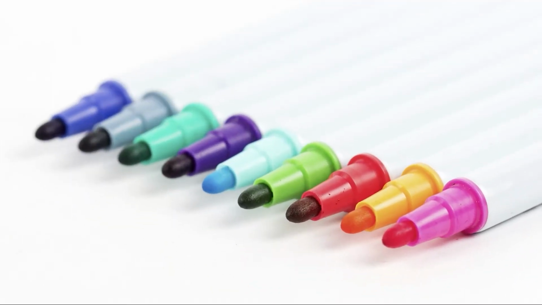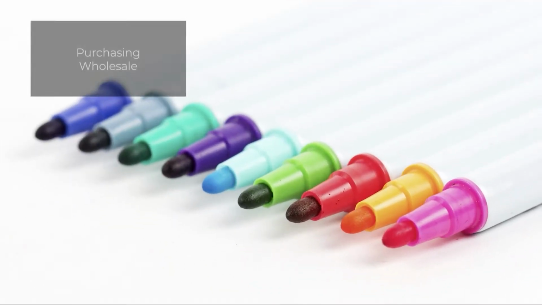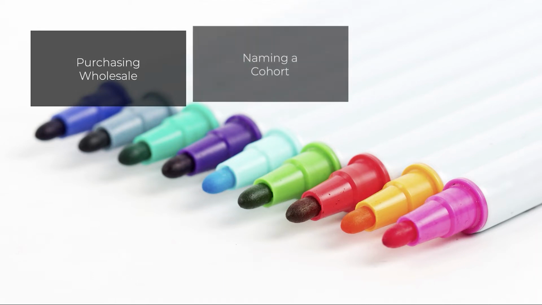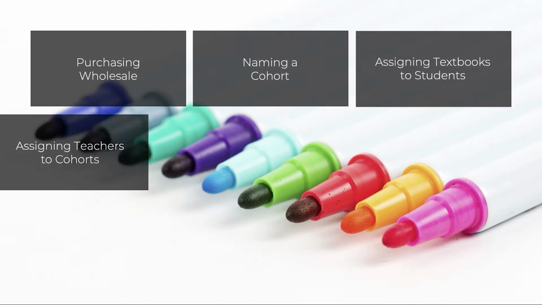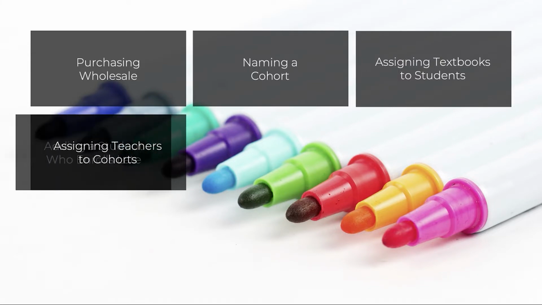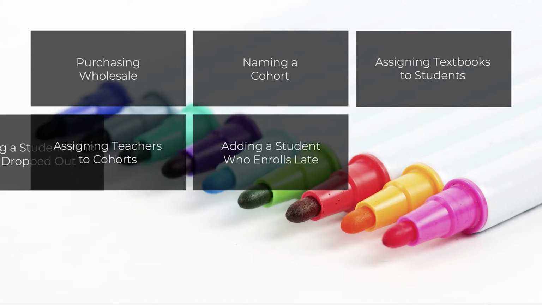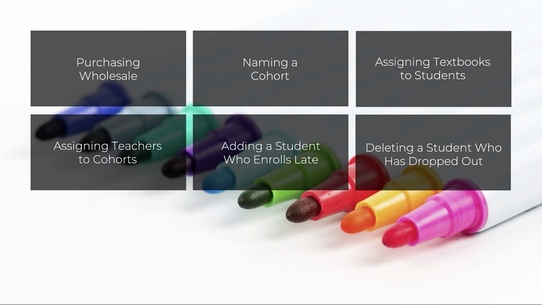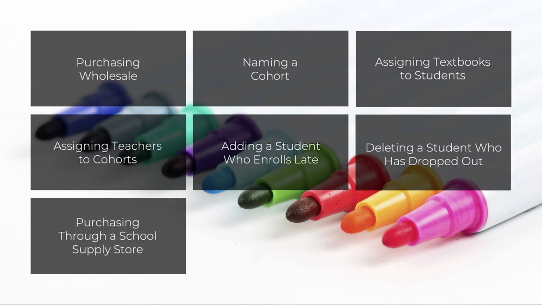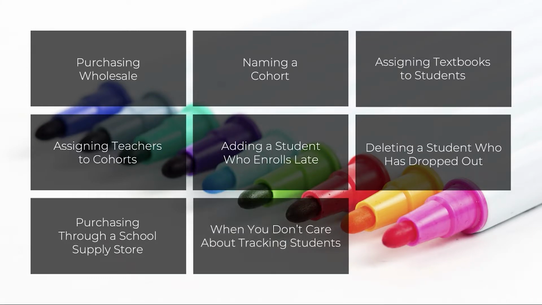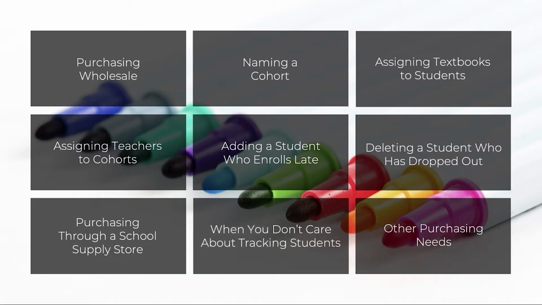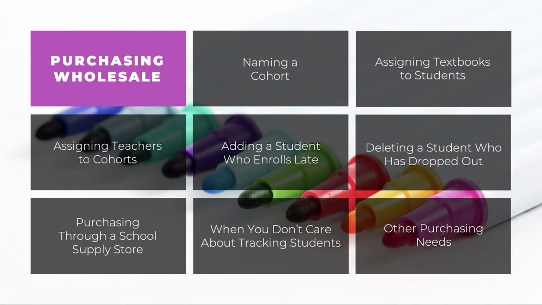In this tutorial, we'll discuss purchasing wholesale, naming a cohort, assigning textbooks to students, assigning teachers to cohorts, adding a student who enrolls late, deleting a student who has dropped out, purchasing through a school supply store when you don't care about tracking student progress, and other purchasing needs. I know this seems like a lot to discuss, but it moves really fast. Let's talk about purchasing wholesale.